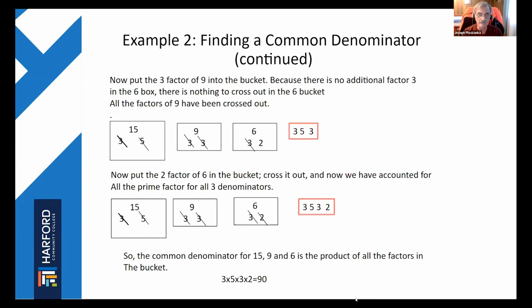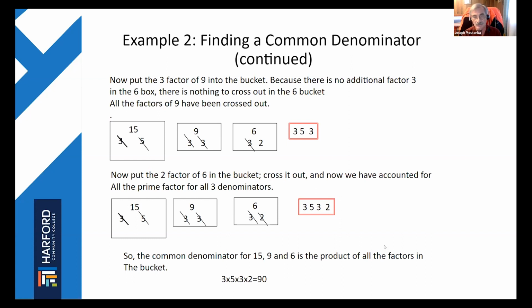Okay, then we go to the 9. We've got the factor 3. We take the 3 and put it in the box and cross it out, and we don't have any other common factor for 6. Then we go to the factor 6 and put the 2 in there and cross it out, and we've accounted for all the factors. Hence the least common multiple for those three numbers is 3 times 5 times 3 times 2, which is 90, which is the least common multiple for those three numbers, and hence the common denominator.